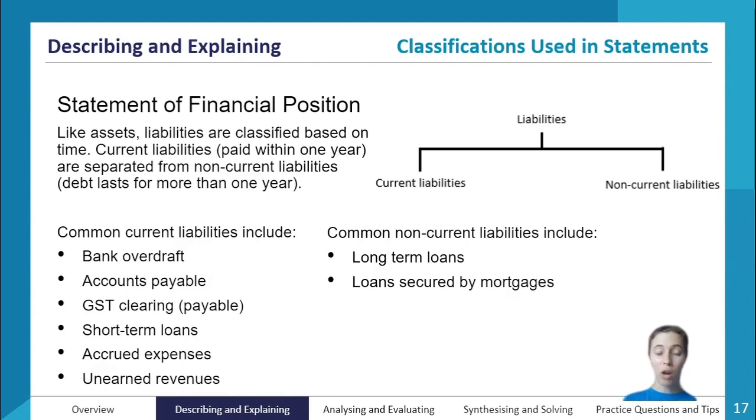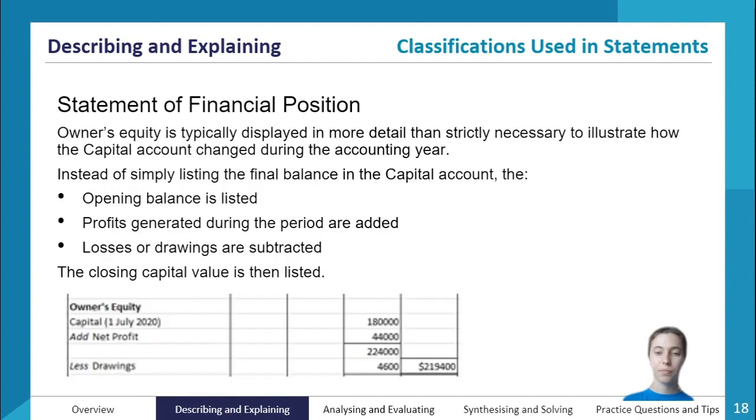So bank overdraft, where you are in debt, you don't have any cash at bank, you've got an overdraft where you owe the bank money. Accounts payable, GST clearing, short-term loans, and then our balance day adjustments of accrued expenses and unearned revenues. And then non-current liabilities are basically those longer-term loans that you may have.